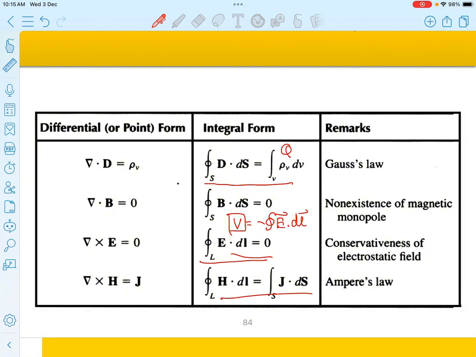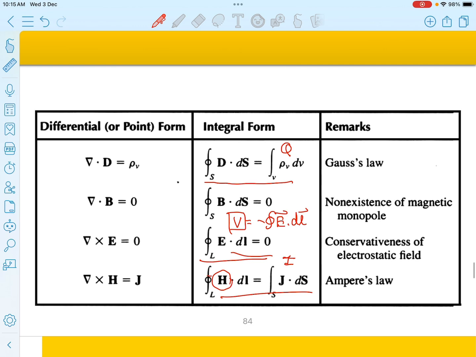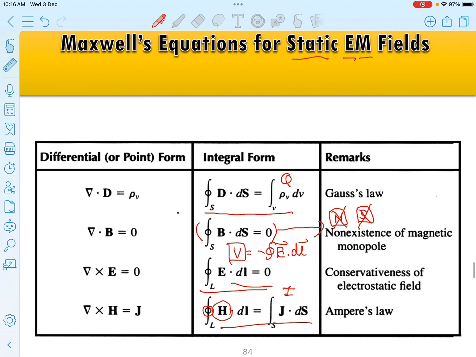And this one is Ampere's law, whereby if we integrate the magnetic field in a closed loop, we will be able to get the total current that is enclosed by the loop. And the last one is this one. This equation is telling us that there is no magnetic monopole. It means that there is no single north pole or single south pole. That is not possible to happen. So these are the four Maxwell equations for static electric and magnetic fields.